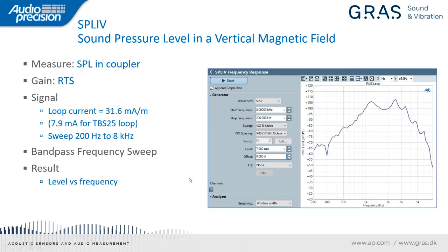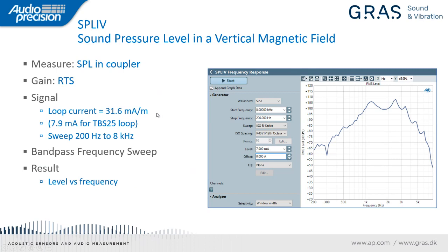Now this measurement, SPL-IV, stands for sound pressure level in a vertical magnetic field. So this is for hearing aids that are equipped with a telecoil. In this case, we are still measuring the sound pressure level in the coupler with the gain at the reference test setting, but instead of generating an acoustic signal with a loudspeaker, we're generating current inside a loop, which creates a magnetic field that the hearing aid is exposed to. So the audio is transmitted over this magnetic field instead of acoustically through the air.